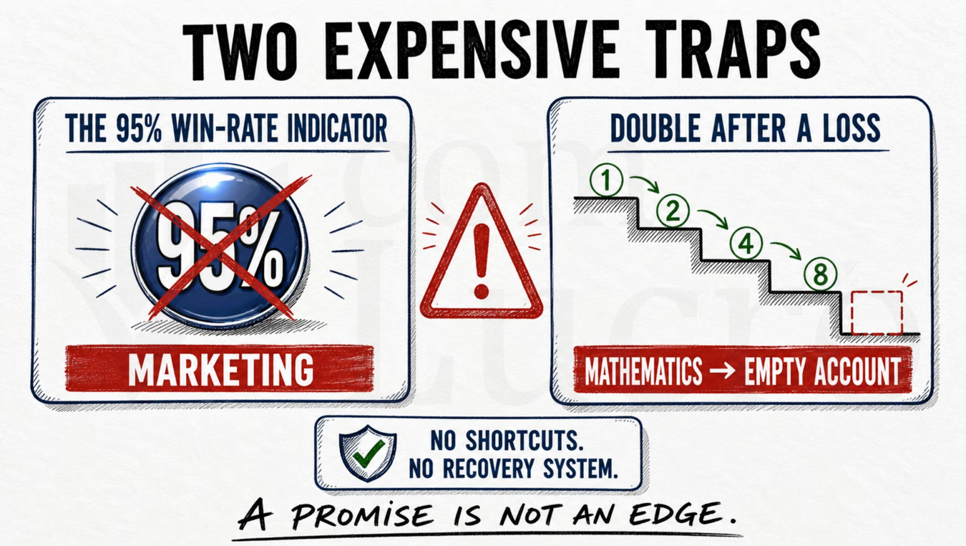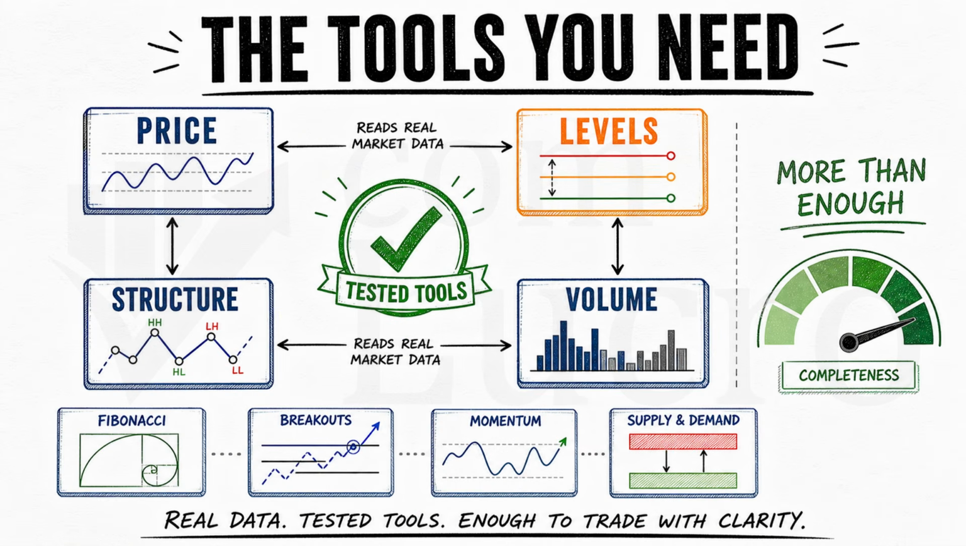The first one is marketing. The second one is mathematics, and that mathematics ends with an empty account. You do not need any of it. The tools we went through today are tested, they read real market data, and they are more than enough.